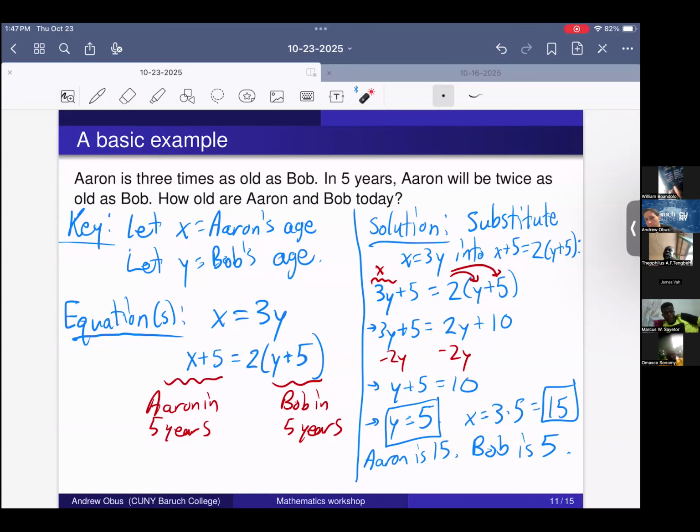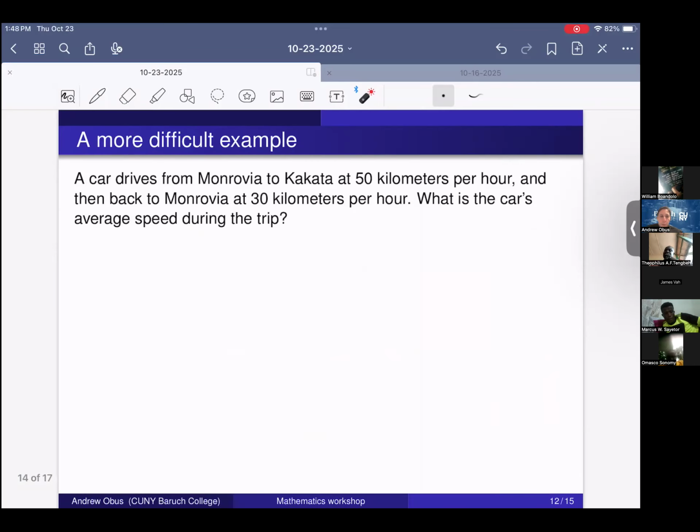Okay, great. Let's do another example, a little more difficult, but not too bad. A car drives from Monrovia to Kakata at 50 kilometers per hour and then back to Monrovia at 30 kilometers per hour. What is the car's average speed during the trip? If you say 40 kilometers an hour, you're wrong. It's tempting to just say, oh, 30 and 50, the average is 40. That's got to be the average speed. But that's not going to be the case.